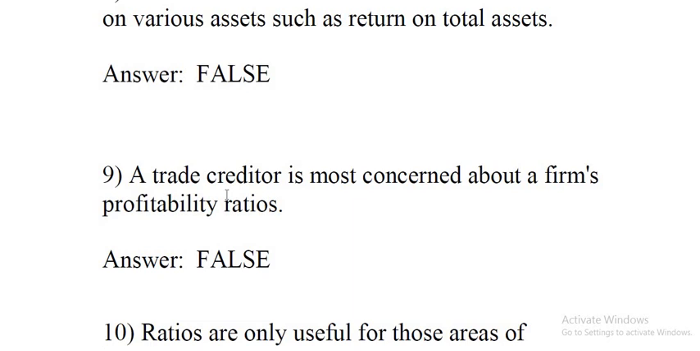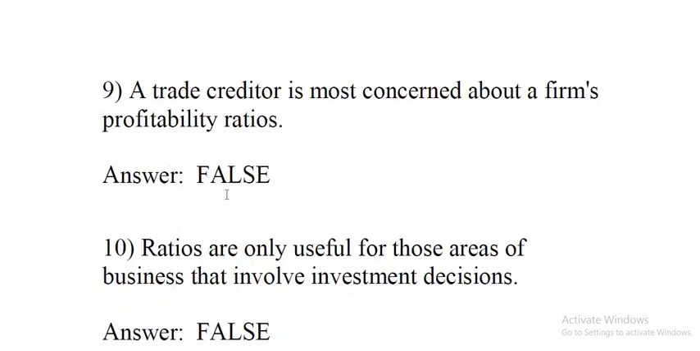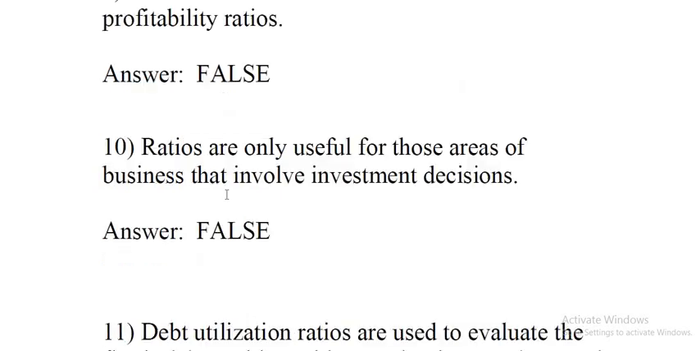Creditors mainly focus on debt utilization ratios. The main concern for creditors is debt utilization ratios, whereas potential investors mainly focus on profitability ratios. On the other side, bankers mainly focus on liquidity ratios. The next question: ratios are only useful for those areas of business that involve investment decisions. That's false.